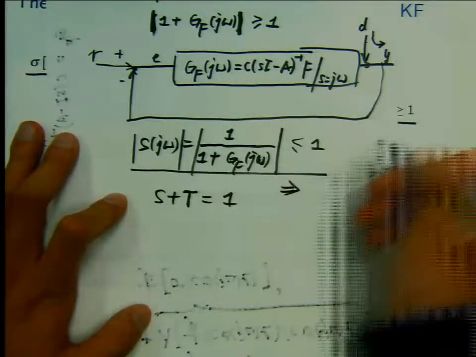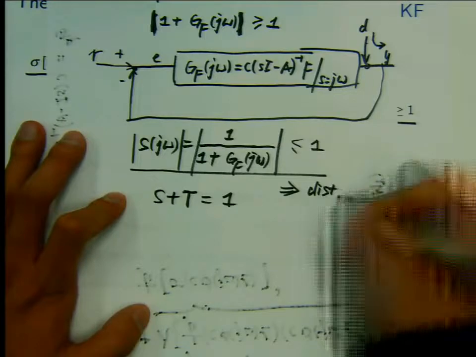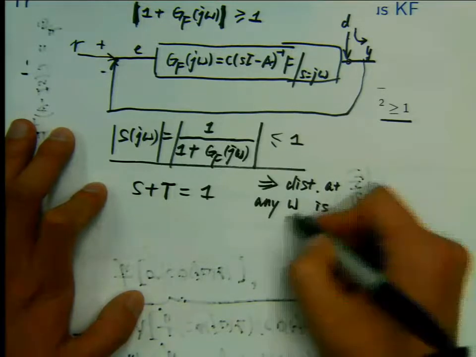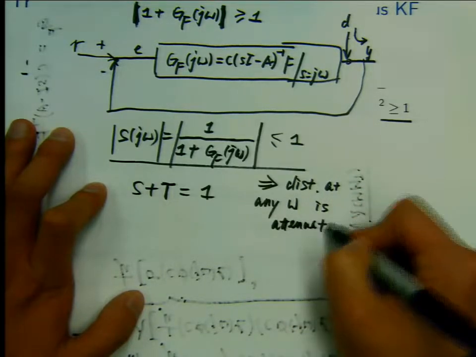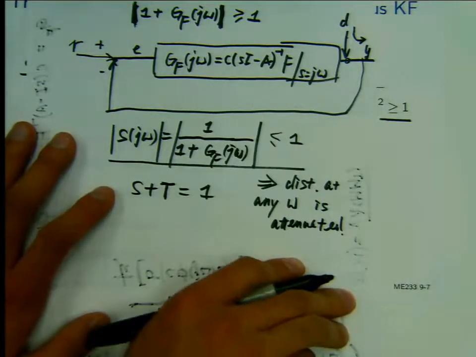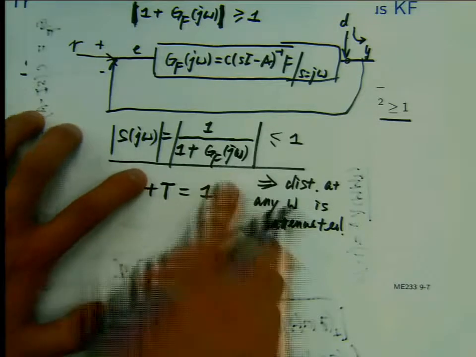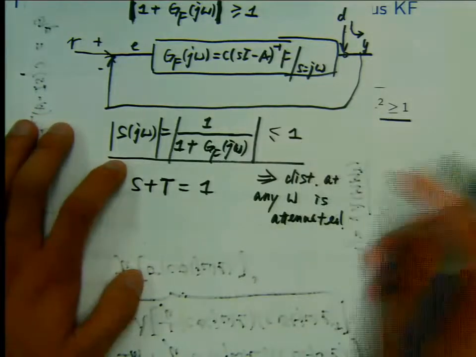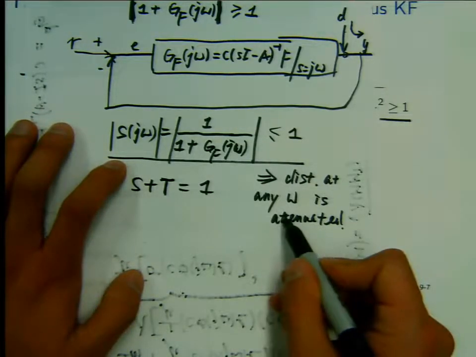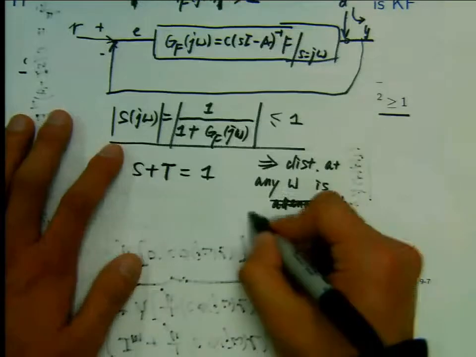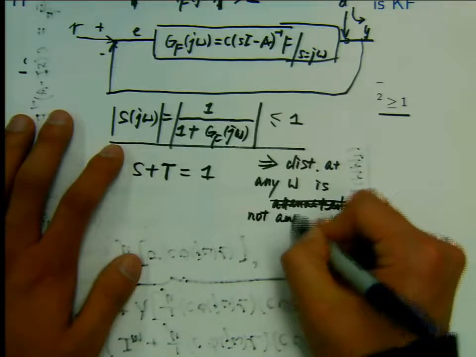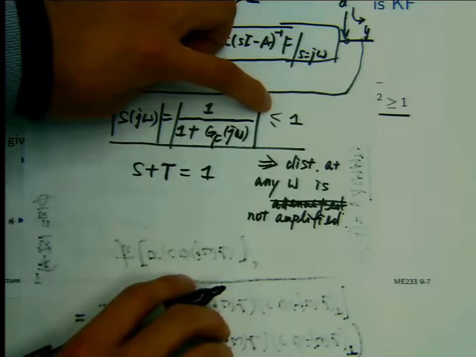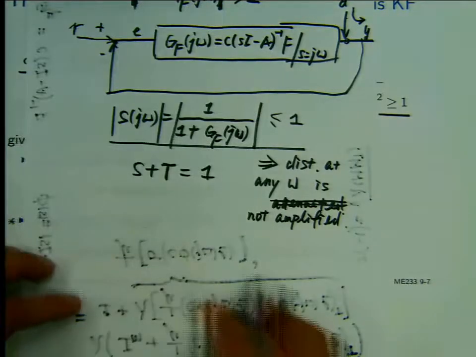This is saying that disturbances at any frequency omega are attenuated. This is what this equation means. At any frequency, the disturbance is going to be attenuated because of the magnitude. It's not amplified. The more rigorous way is to say it's not amplified. The magnitude is never larger than one, so no disturbance will be amplified, which is a very nice property.